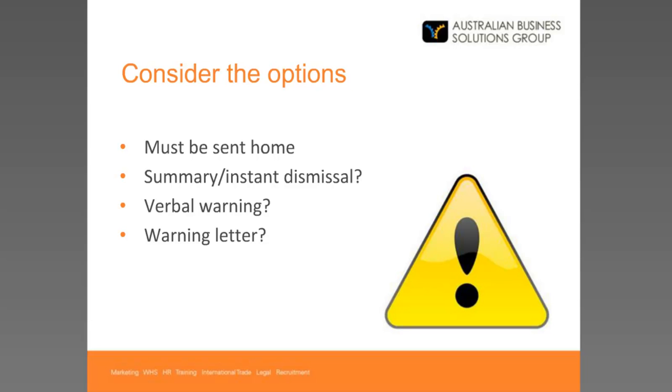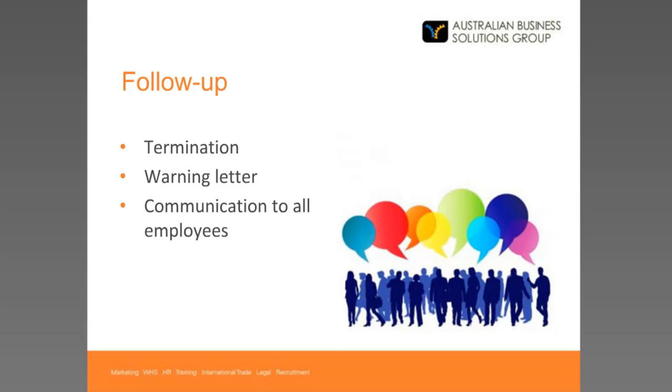In that sense, summary or instant dismissal may be considered when there is a history of this type of behaviour and the employee has been warned before. So really, if your policy is in place and the employer has made its position and the severity of the penalties clear, then summary dismissal may be an option even if the employee has no history of such behaviour. Really, in the end result, the employee should be verbally warned at the time of the incident, and this should be followed by a warning letter, assuming that summary dismissal is not being applied.